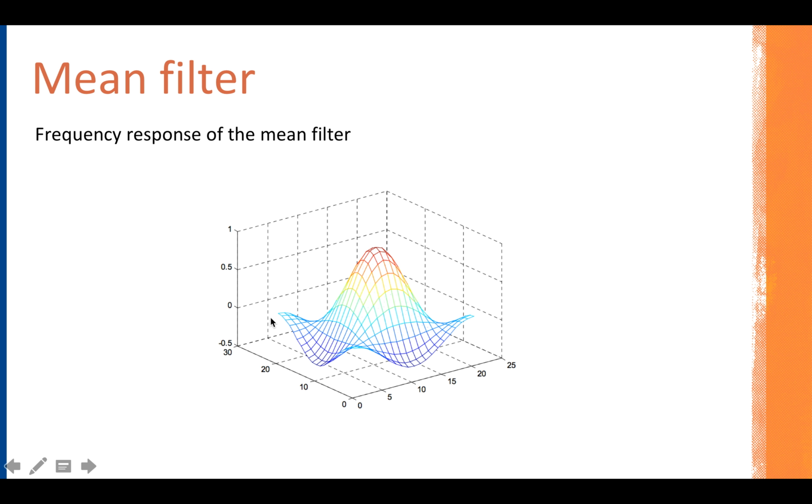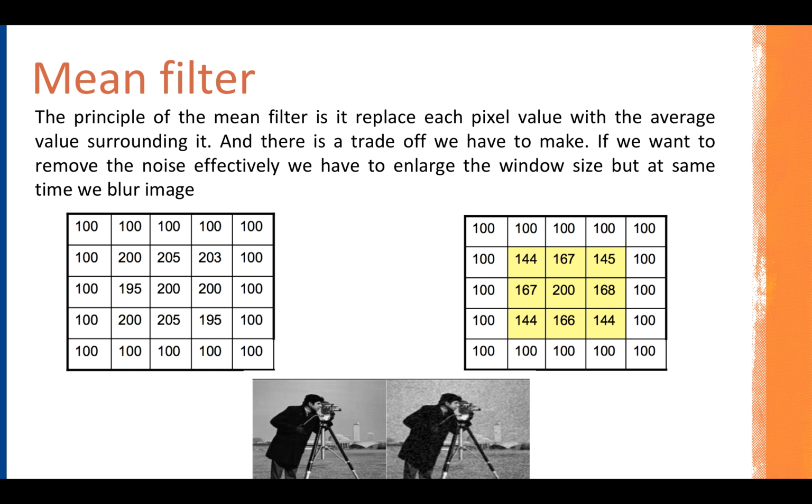And here, this picture is the frequency response of the mean filter. The principle of the mean filter is very simple. It replaces each pixel value with the average value surrounding it. And there is a trade-off we have to make. If we want to remove the noise effectively, we have to enlarge the window size. But at the same time, we blur the image. And these two pictures show us how to replace corrupt pixels.